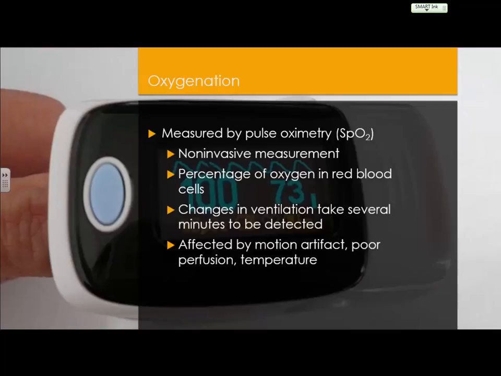And it goes back to what we were talking about earlier. It's going to read the saturation, the percentage of oxygen on the hemoglobin. And so if you got changes in ventilation, it may take several minutes for those to be detected. Right? We said that earlier. Because that hemoglobin is bound with that oxygen, and so it's still going to circulate. As long as we've got a pump, it's still going to circulate, right?